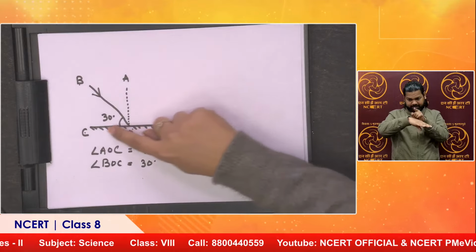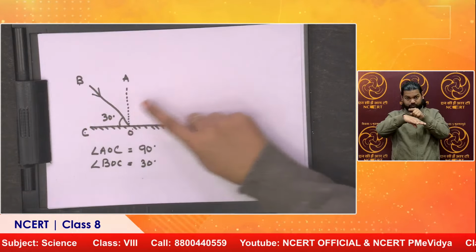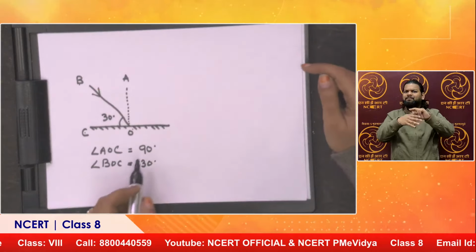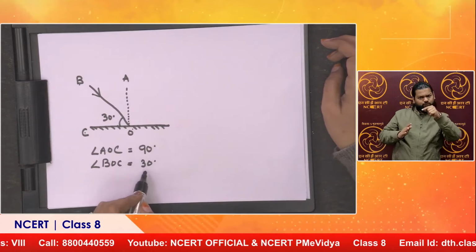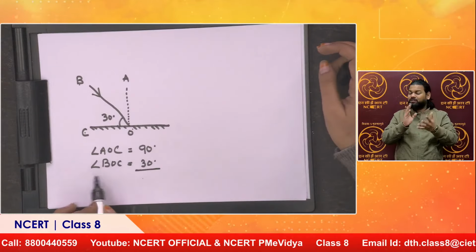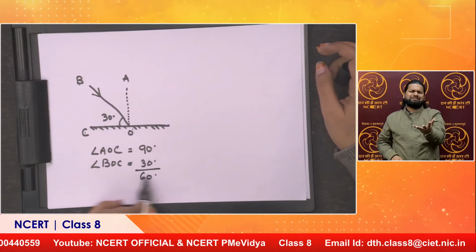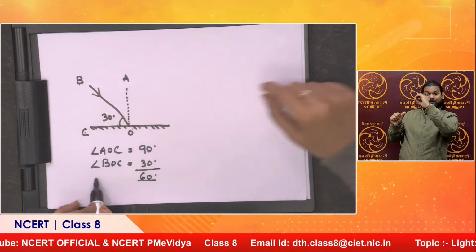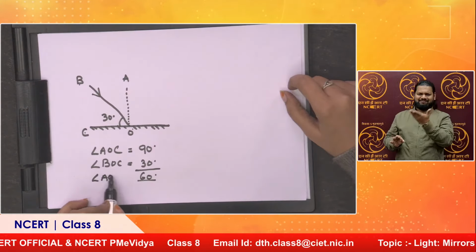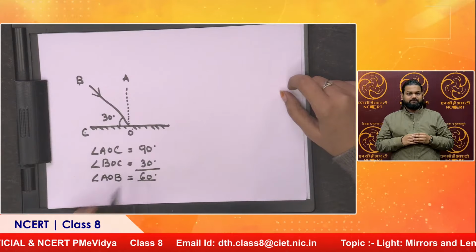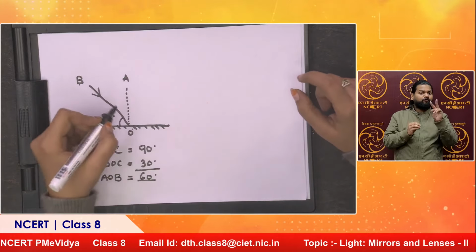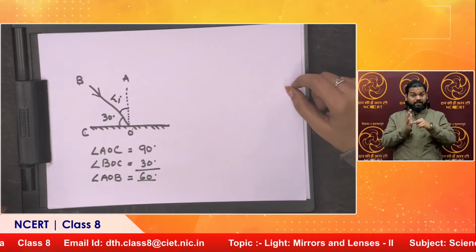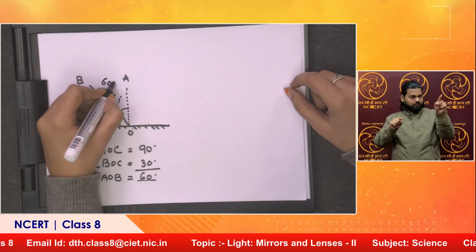So this is 90, this is 30. It's a very simple calculation. What will this angle be? We subtract these two, and what do we get? 60 degrees. And 60 degrees is which angle? Angle AOB. So this angle AOB is 60 degrees, and we got our angle of incidence, that is 60 degrees.